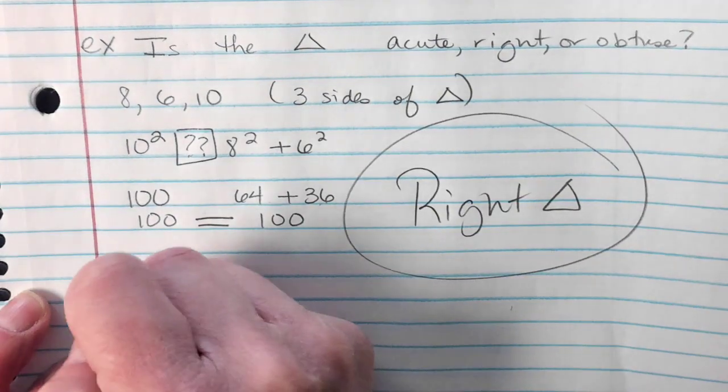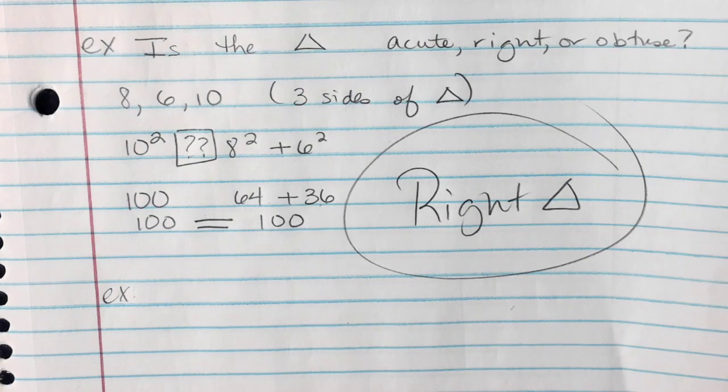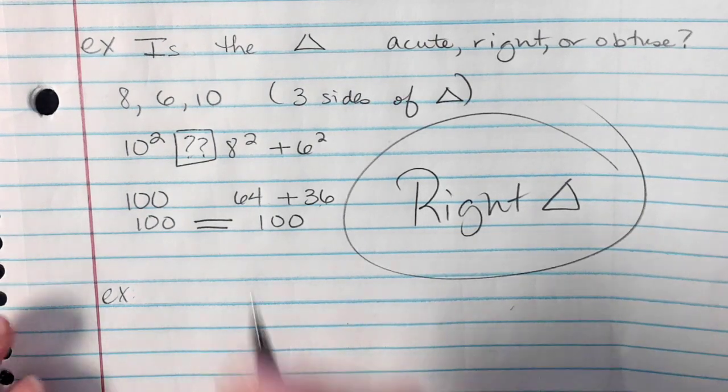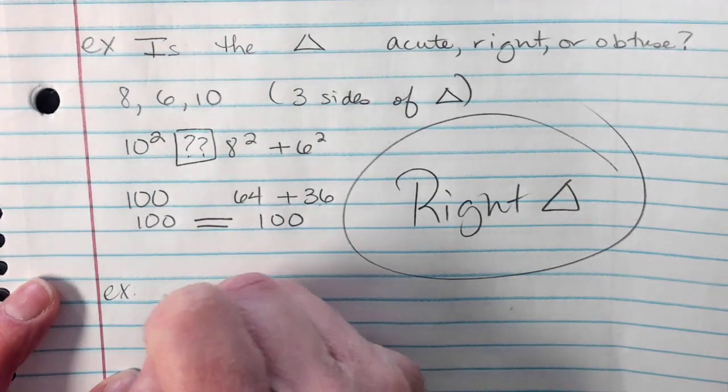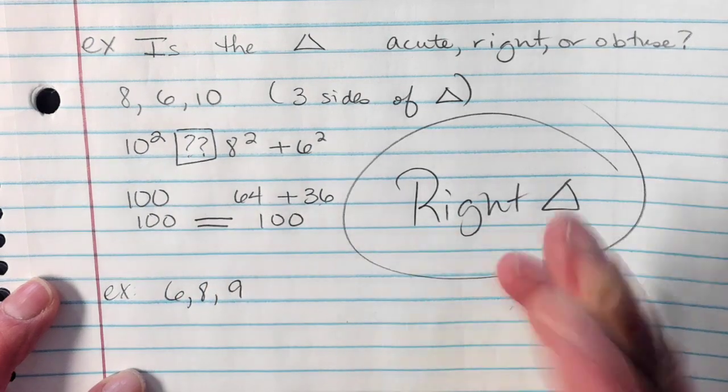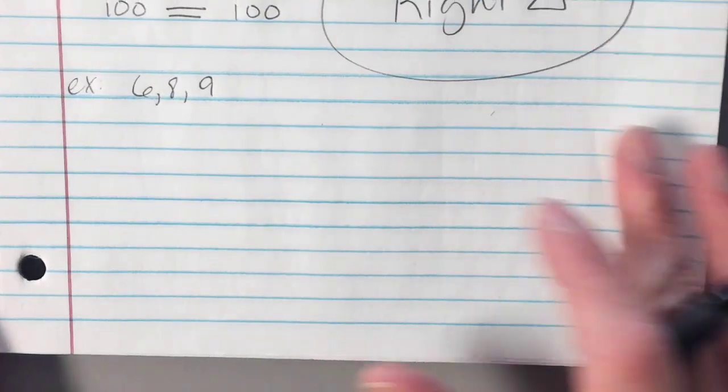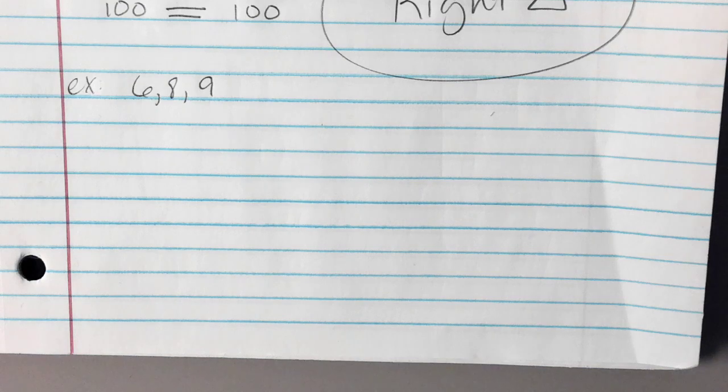Okay. Let's do another example before I ask if you guys have questions. Let's do one more. Let's do 6, 8, and 9. So same question. Is it acute, right, or obtuse? Now let's pause for a second. Is it a triangle?